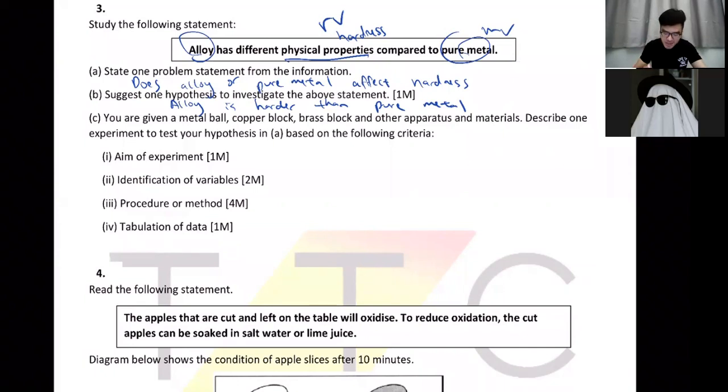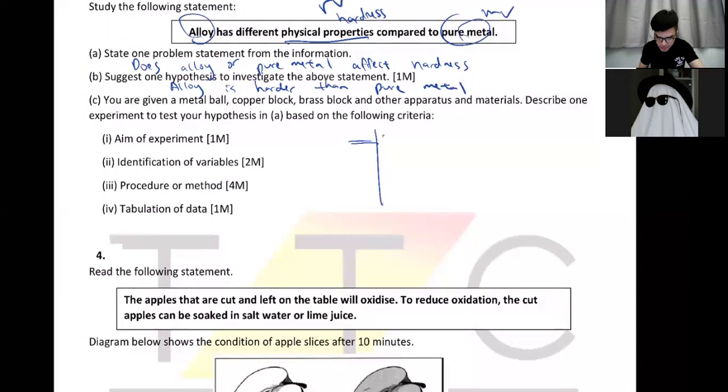All right. So now you see, C is where they want you to plan. They give you a list of materials: metal ball, copper block, brass block, other apparatus and material. You know what to do lah. Now you see, they are not giving you a weight. So what do you do? You can hang this ball at a retort stand, and then when you release this ball down to the metal block, you can measure the dent. You might say, sir, different lah. Just now they put a ball here, they put a weight here, and then they crush it down. Same thing lah. You throw a ball down, you also get a dent.